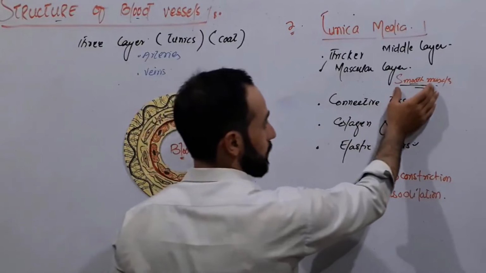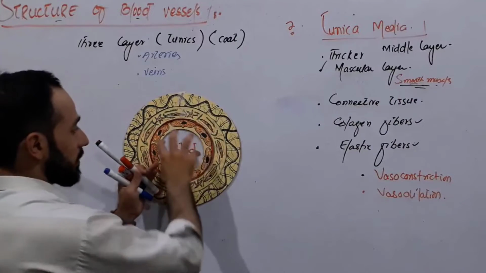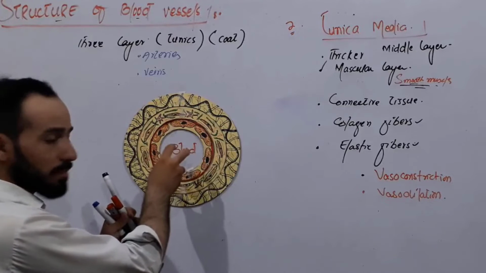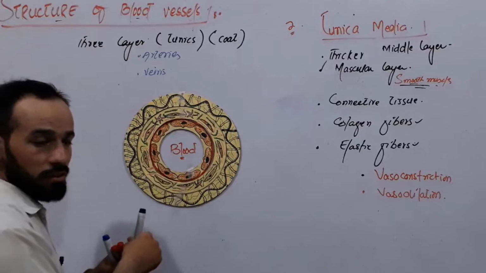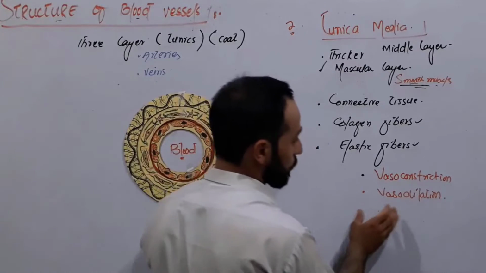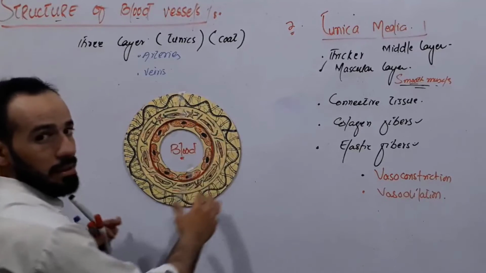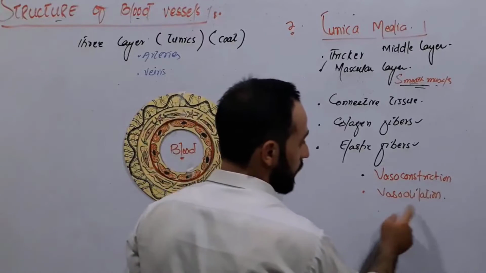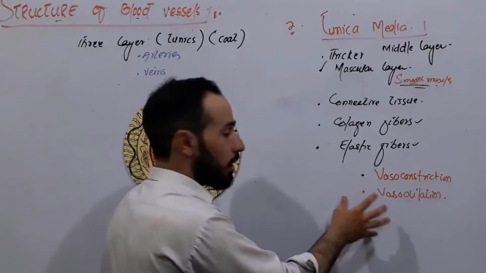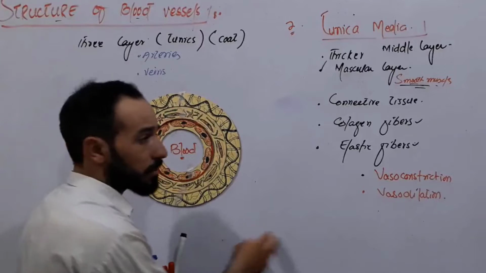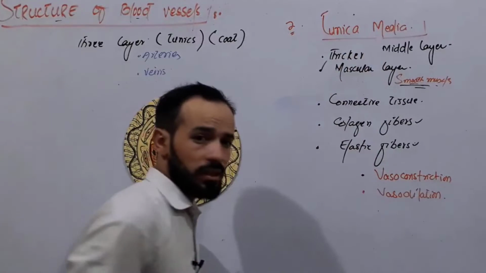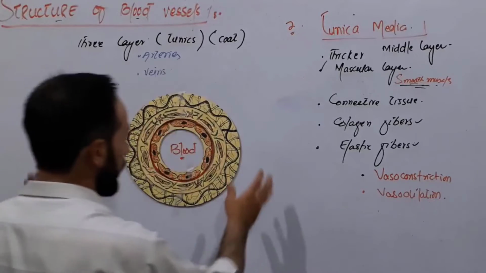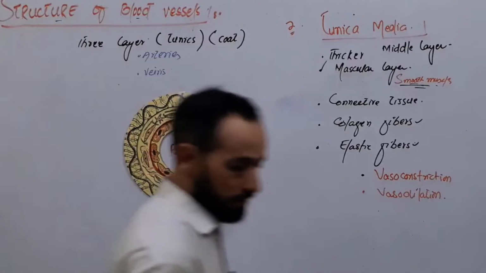So when these smooth muscles contract, this whole lumen will contract, right, and will become smaller. The lumen will become narrow and smaller, and whenever they relax, the lumen will become dilated, the blood vessels will become dilated. So vasoconstriction and vasodilation of these blood vessels is mostly performed by this middle layer, that is tunica media. Okay friends, now let me put this tunica media around this tunica interna.